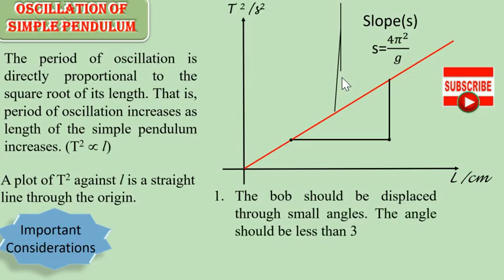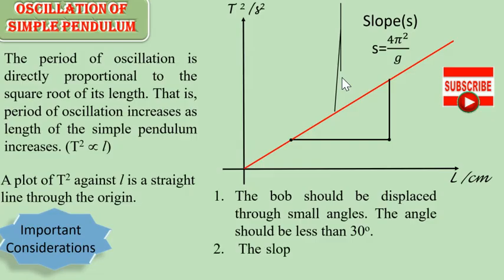You should displace it through a small angle. A large angle will still give you the same period, but it will come with a lot of errors. So if you want to get good results, plot a good graph and get something close to a perfect graph, the angle of displacement, the displacement from the rest position, should be less than 30 degrees for a better experiment.